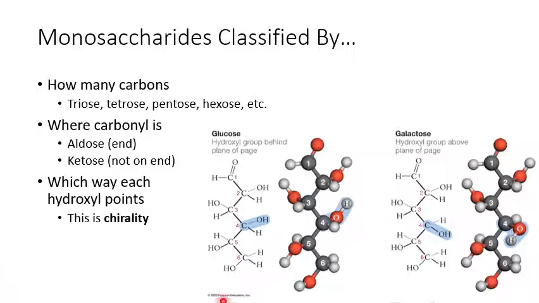So monosaccharides are always going to be classified based on how many carbons they have, where their carbonyl group is in the sugar, and for each of their hydroxyls, which way is that hydroxyl group pointing? Is it coming out at us, or is it going back into the screen? So the fact that you can have two molecules that are basically identical, like glucose and galactose, but the only difference between them is the way that one of those hydroxyl groups is pointing, that's actually a concept called chirality. Chirality is kind of handedness in a molecule.